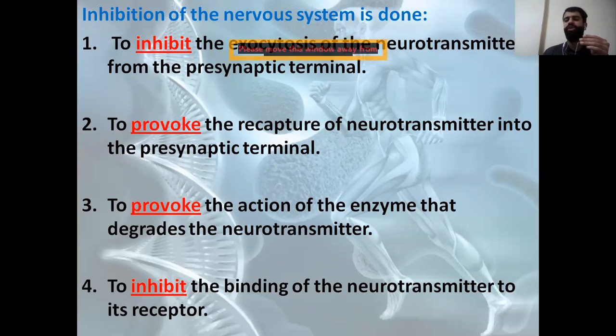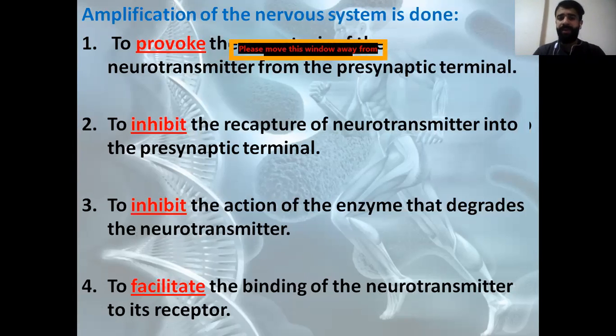So if these neurotransmitters are recaptured into the presynaptic terminal, also you have to facilitate or provoke the action of the enzymes. Whenever the neurotransmitter binds to the receptor and does its function, then this neurotransmitter is going to be degraded by these enzymes. You have to facilitate their function or action in order to inhibit the nervous system. Also, you have to inhibit the binding of the neurotransmitter to their receptors. Whenever you inhibit their binding to their receptors, the result is inhibition of the nervous system.